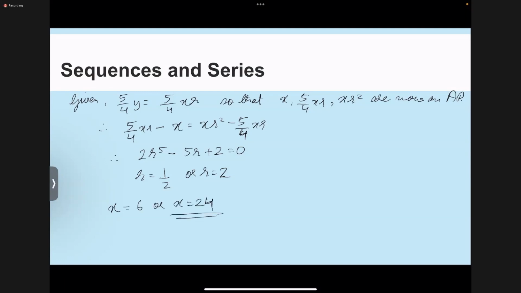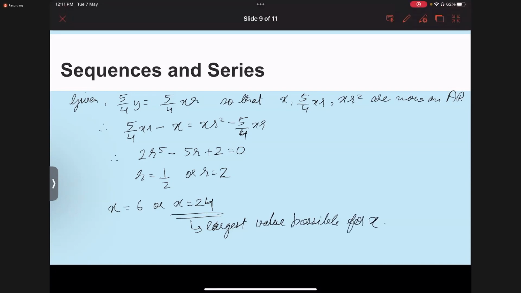Okay, and this is the answer because we have to find the largest possible value for x.